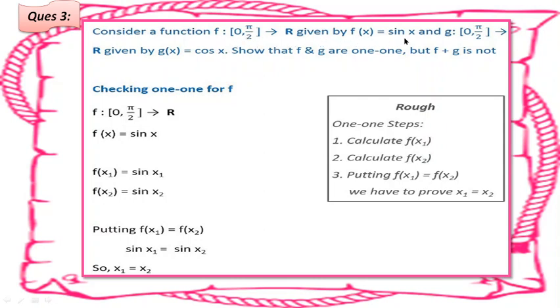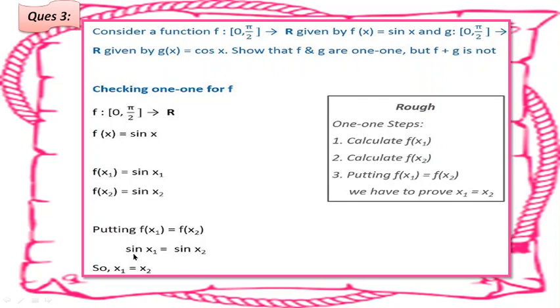Given that f(x) equals sin x and g(x), also with the same domain, is given as cos x. Show that f and g are one-one, but f plus g is not. So let's check. The function is defined from 0 to pi by 2 to the real numbers. f(x1) = sin x1, f(x2) = sin x2.